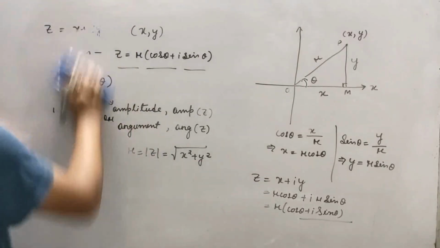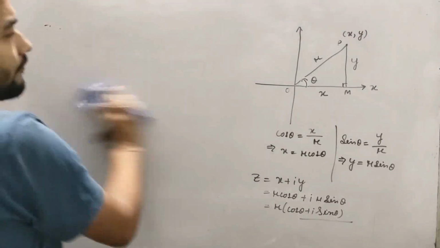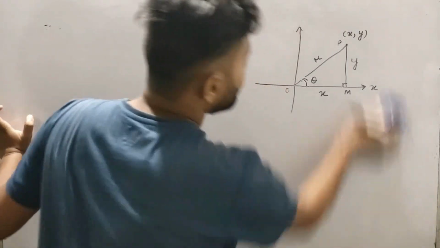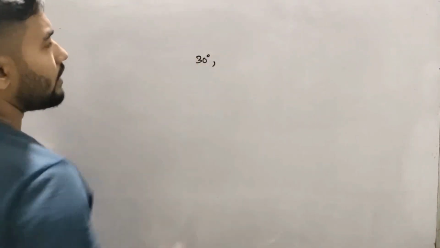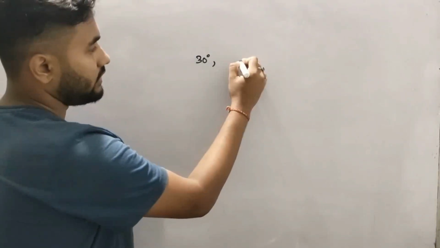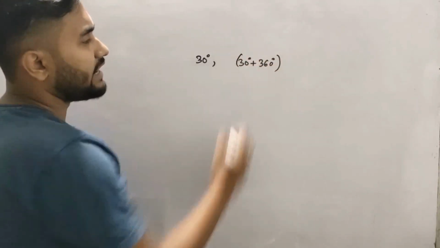So how to find amplitude now? Keep in mind, for finding amplitude, we will only discuss the principal value of theta. There are two values of theta. One is called the general value and one is called the principal value. What is the general value? Say for example 30 degree. What is another angle equivalent to 30 degree? We will say another complete rotation, that is 30 degree plus 360 degree, means 390 degree.